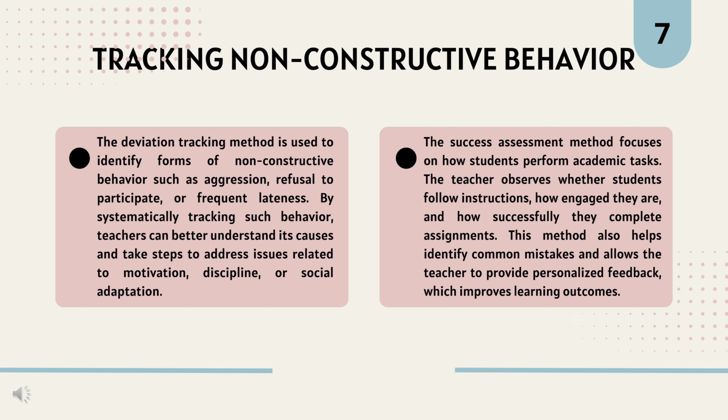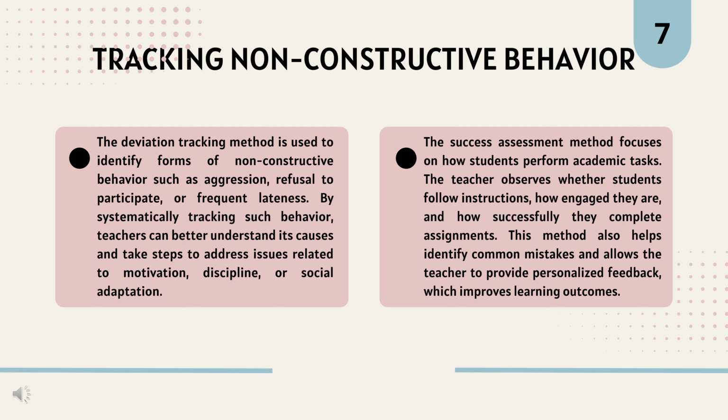The next method is deviation tracking, which is used to identify non-constructive forms of behavior such as aggression, refusal to participate, or repeated lateness. Its value lies in regularity. By documenting such behavior systematically, the teacher is better able to detect patterns and distinguish incidental episodes from more stable problems related to discipline, motivation, or social adaptation.